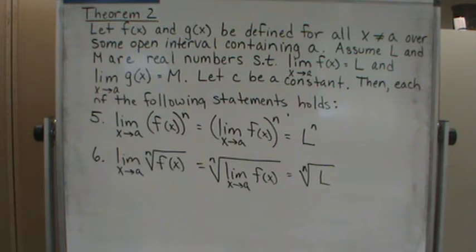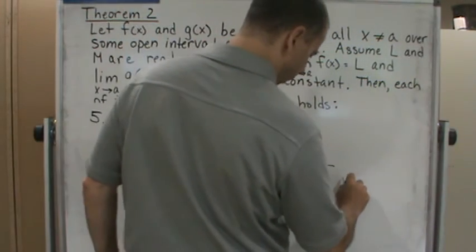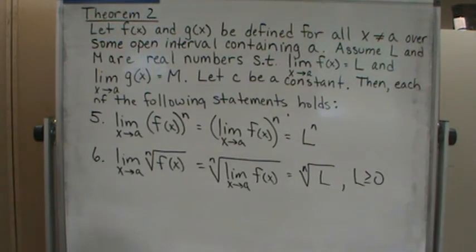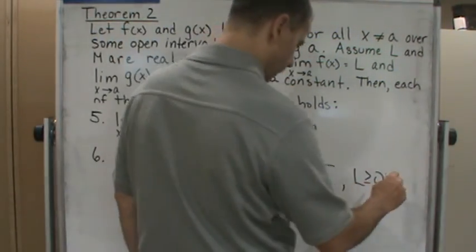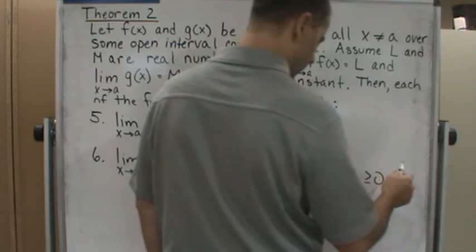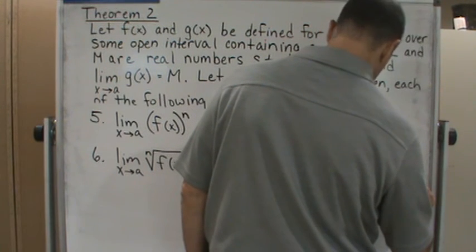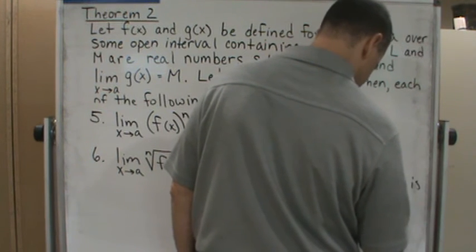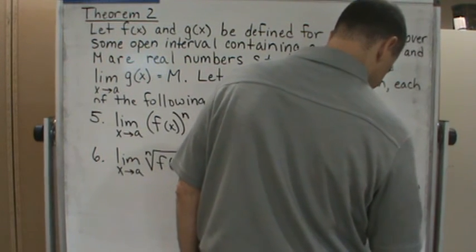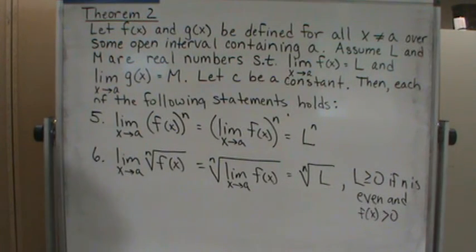Oh, by the way, because of the radical, L has to be greater than or equal to 0. You can't have negative numbers under the radical sign. If n is even, right? If n is odd, it doesn't matter. Remember the properties of radicals, of roots. So this applies if n is even and f of x is positive, so greater than 0.